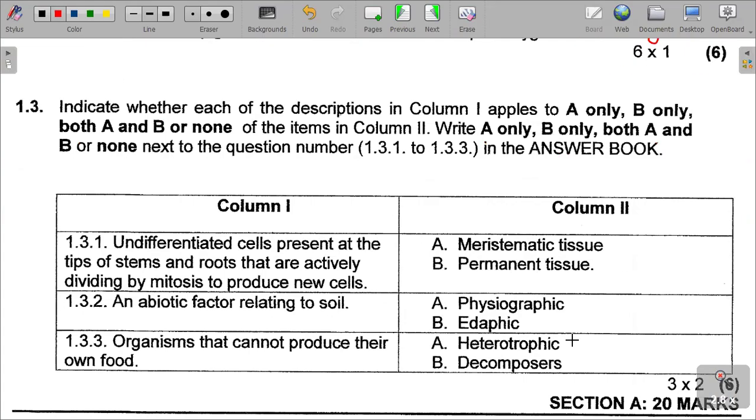Indicate whether the descriptions in column A apply to A, B, both A and B, or none. Write only A or B or both next to the question number in the answer book. Undifferentiated cells present at the tips of stems and roots that are actively dividing by mitosis to produce new cells. What are they called? Meristematic tissue, which is A only.